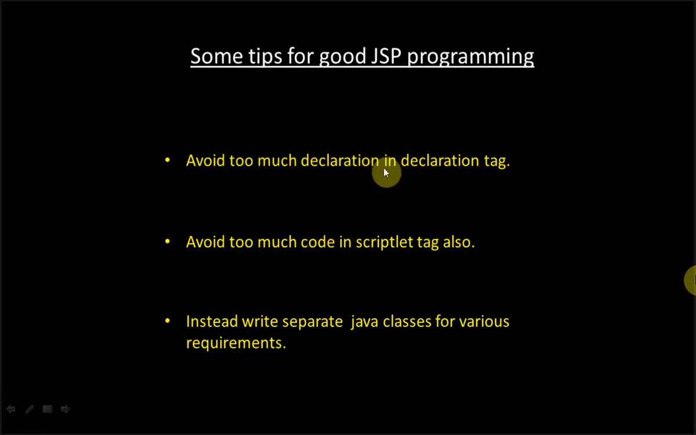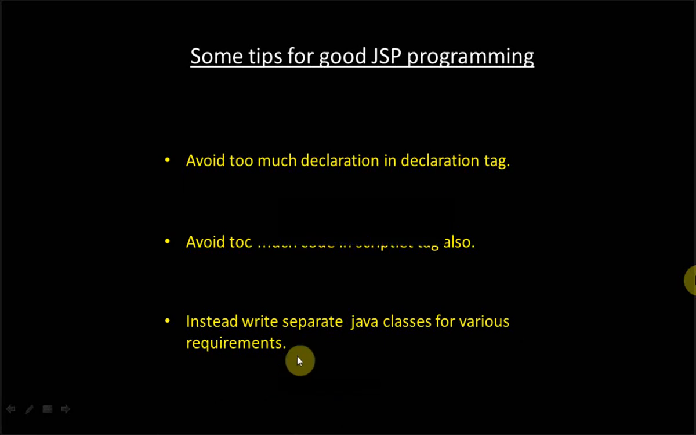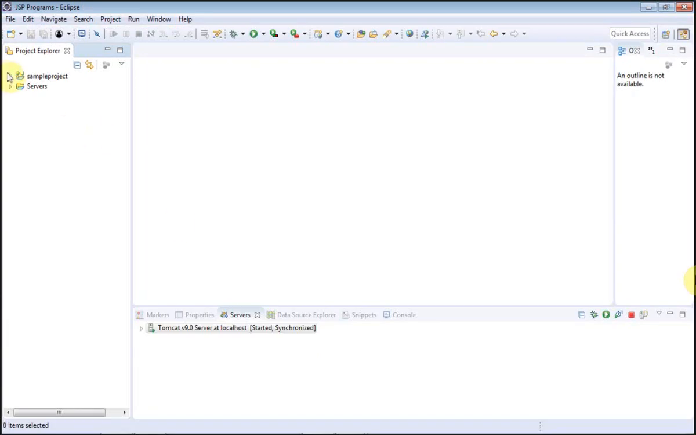So what we should be doing is avoiding too much declaration in declaration tag, and avoiding too much code in scriptlet tag also. And the solution is that we should write separate Java classes. We will be learning how to write these separate Java classes, and they will be invoked, called from our JSP code. Okay, so I am going to supplement it with the help of an example.